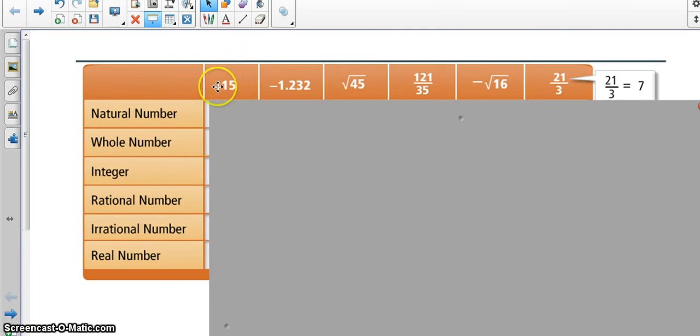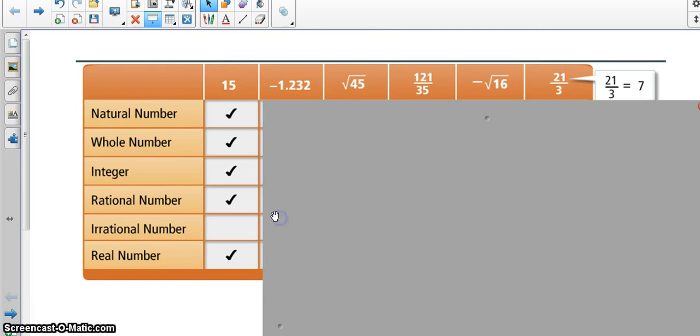Let's start with the number 15. You should be thinking of 15 as a counting number. So since it is a counting number, it's natural. Therefore, it's going to be in every category except irrational. Because if something is rational, it cannot be irrational. Remember, that's why we put it on the outside of all the other boxes.